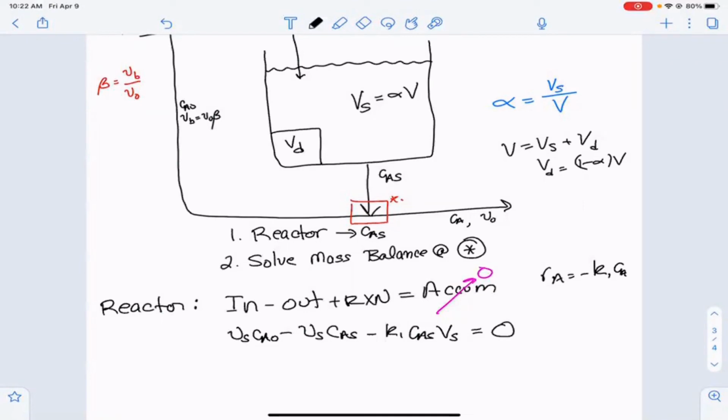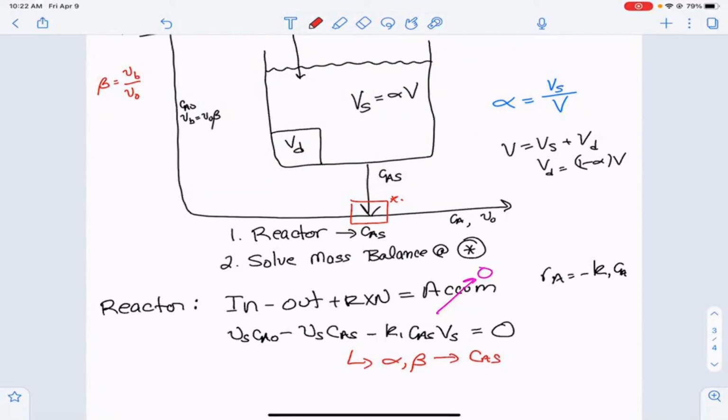And so we have our mass balance here. And the next thing that we'll work on in the following lecture is how we are going to get this in terms of alpha and beta. And then we're going to solve this for CAS. So we're going to do that in the next lecture.